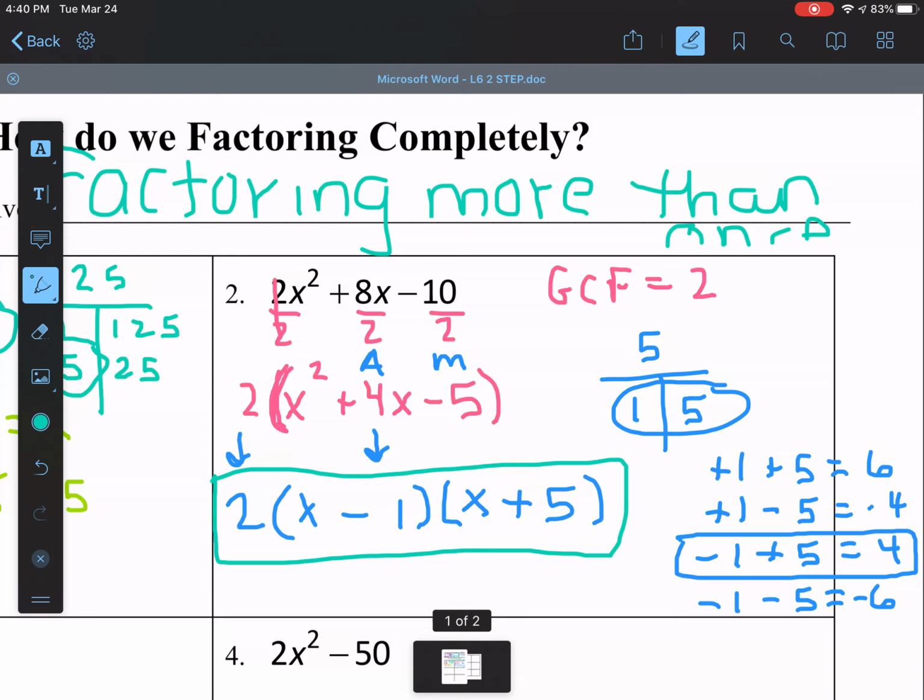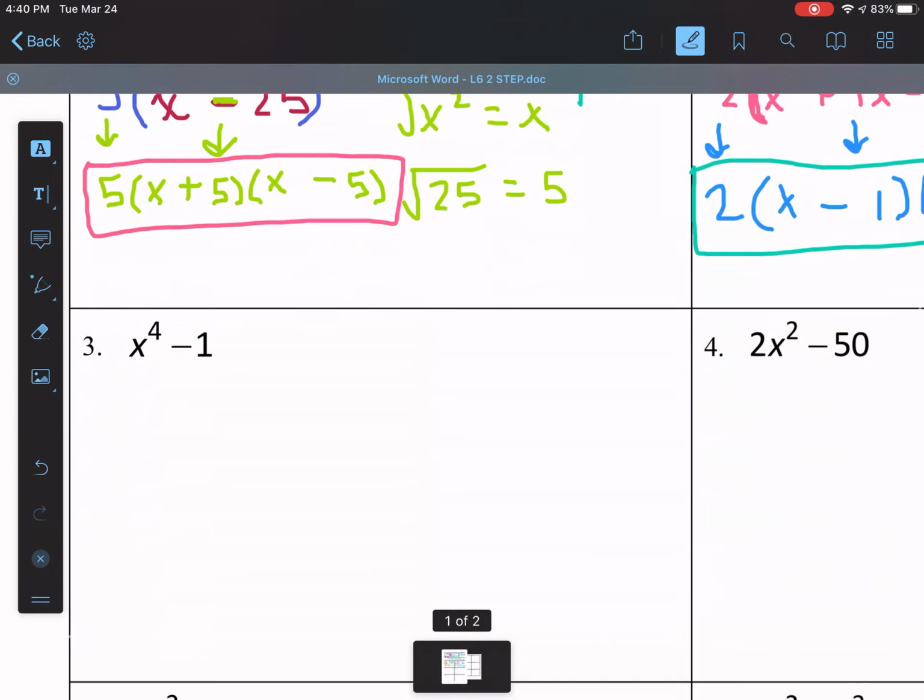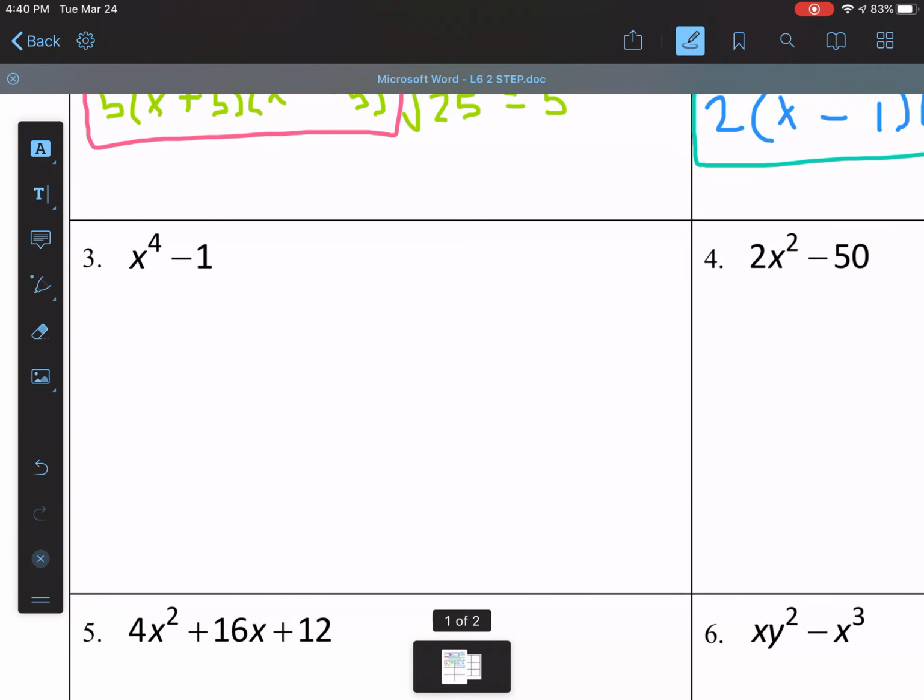Okay? All right, good. All right, I definitely want to do number 3 because number 3 is a little tricky. And number 3 is actually one that I've seen a few times in the Regents exams. So this is definitely a possibility of something you could see. So looking at this right away, there's no GCF. Well, again, the GCF is just 1, so we don't worry about that.